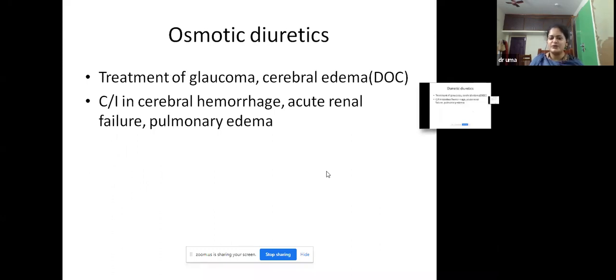Osmotic diuretics are used mainly in the treatment of glaucoma and cerebral edema. In cerebral edema, it is a drug of choice. It should not be used in active bleed, that is active cerebral hemorrhage. It should not be used in acute renal failure and also in pulmonary edema, because they cause the expansion of ECF volume, so they should not be used in pulmonary edema.